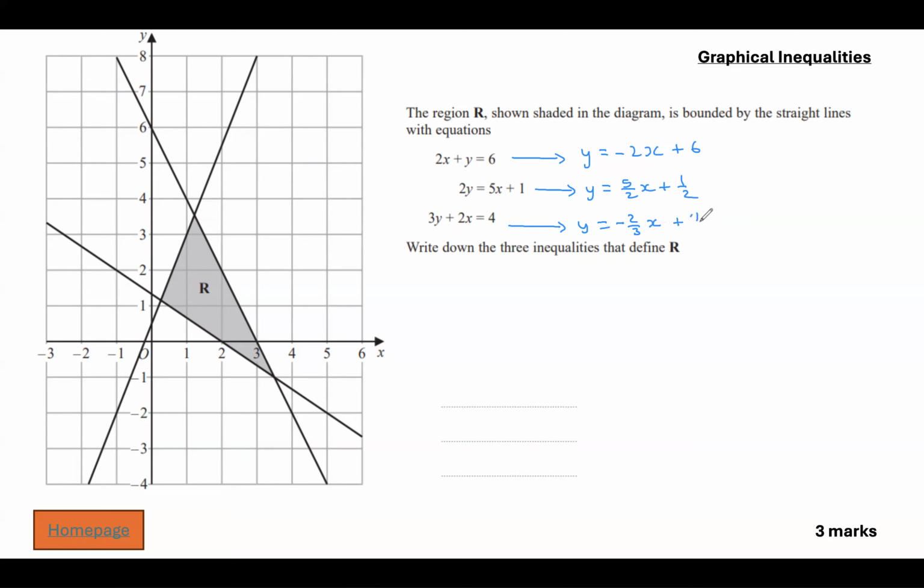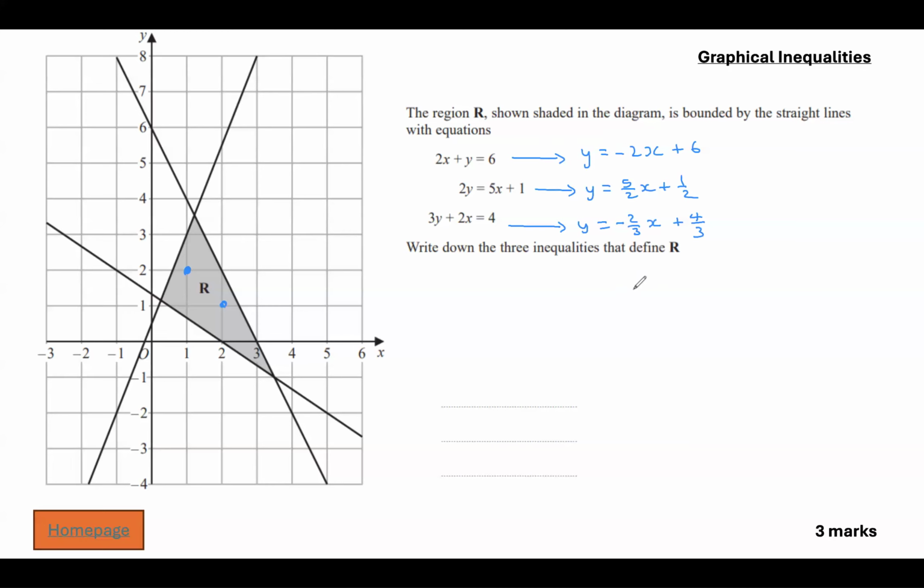plus 4/3 over here. Okay, so what do we need to do now? Now, what I would do is pick a coordinate in the region. Now, this is a nice coordinate to read over here. You could have picked this one as well, 2, 1, or 1, 2. Doesn't really matter. And then we're going to sub them in here and see what the symbol is going to be.